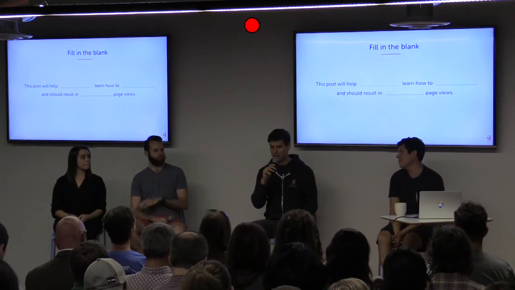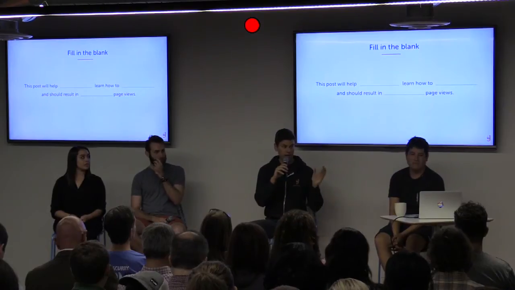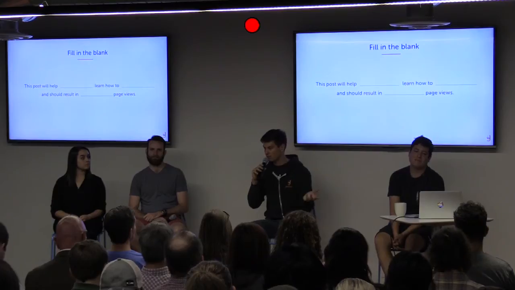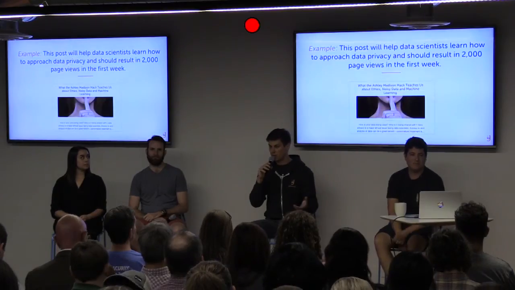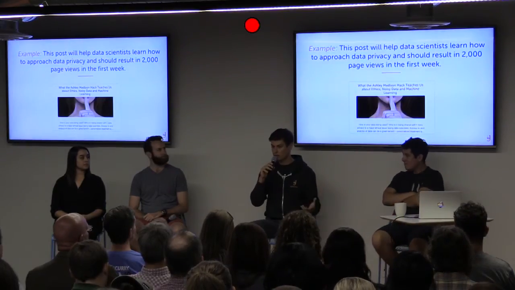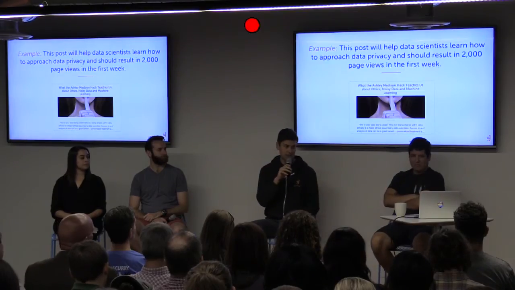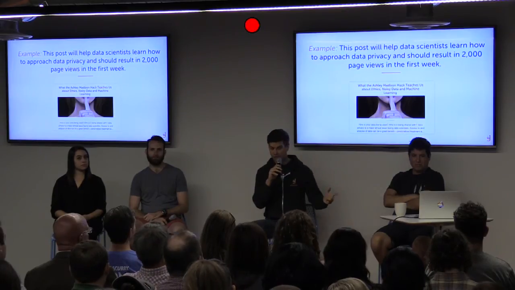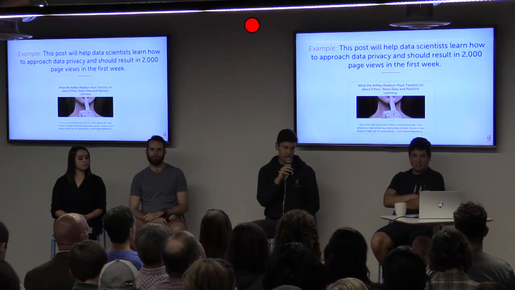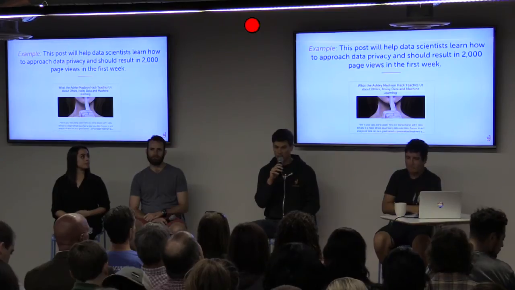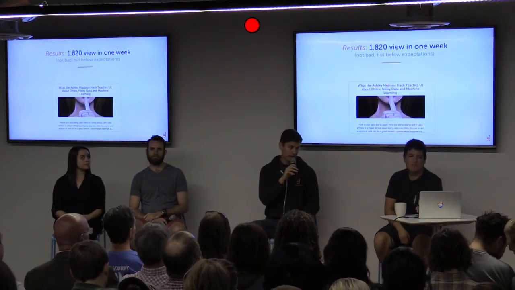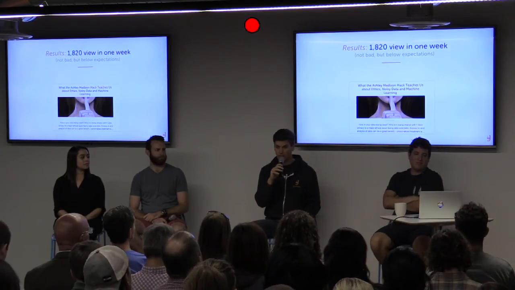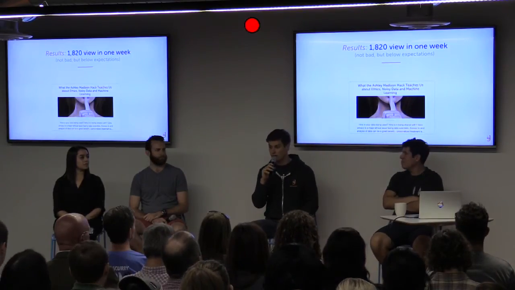So an example of a content hypothesis is: this post will help blank learn how to blank and should result in blank page views. First we start out with the audience, the persona, who's my user. In this case, this post will help data scientists learn how to approach data privacy and should result in 2,000 page views in the first week. This was the post we recently did about Ashley Madison, and we were a little bit off in our guesstimate. It resulted in 1,820 page views in the first week.